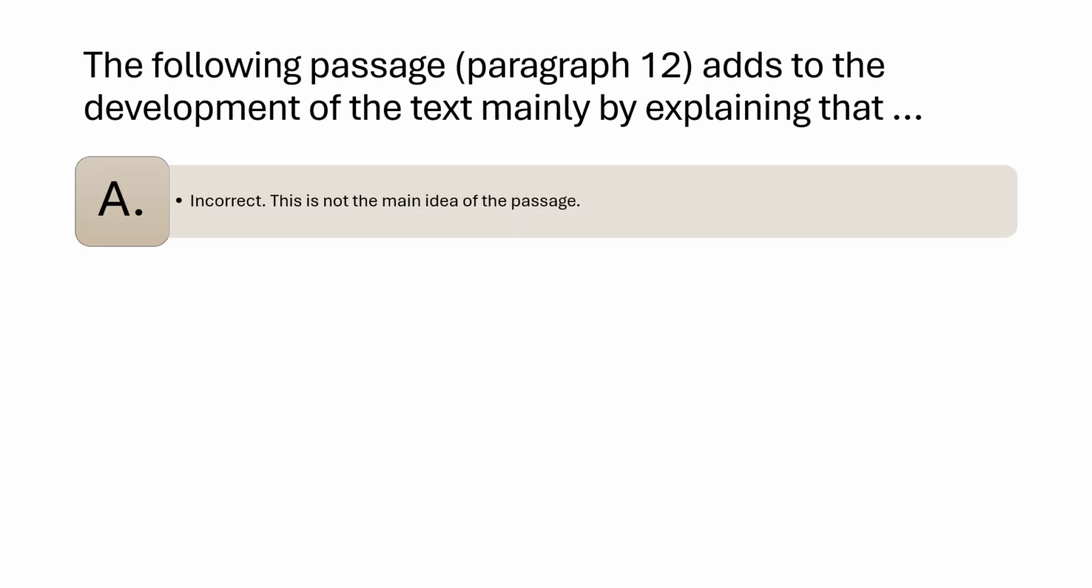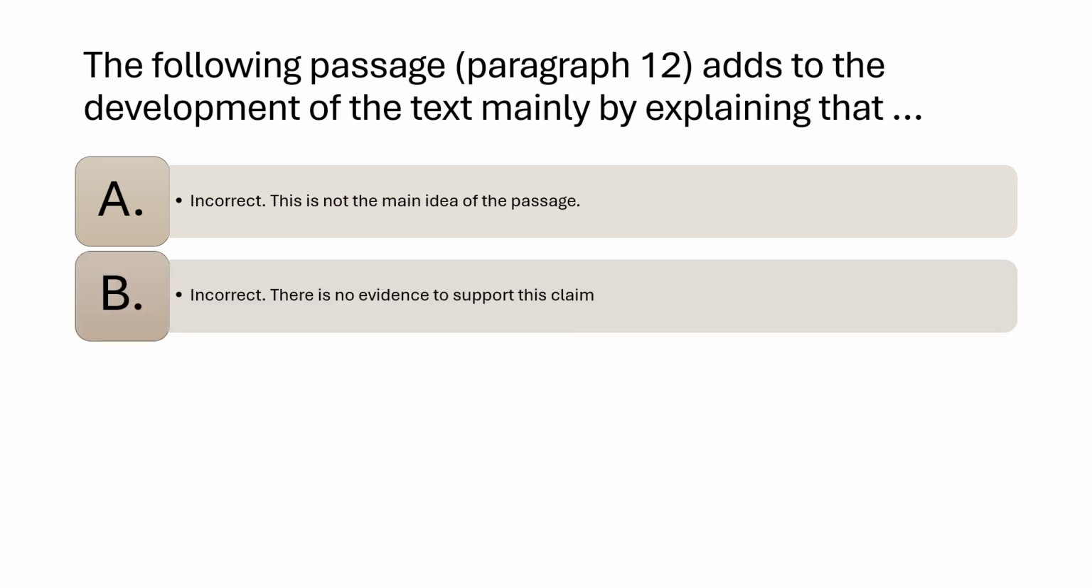The following passage, paragraph 12, adds to the development of the text mainly by explaining that A is incorrect. This is not the main idea of the passage. B is incorrect. There is no evidence to support this claim.